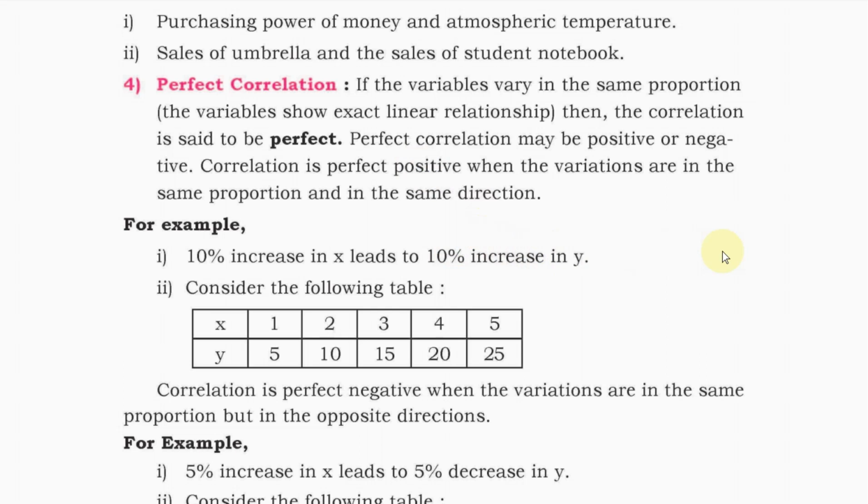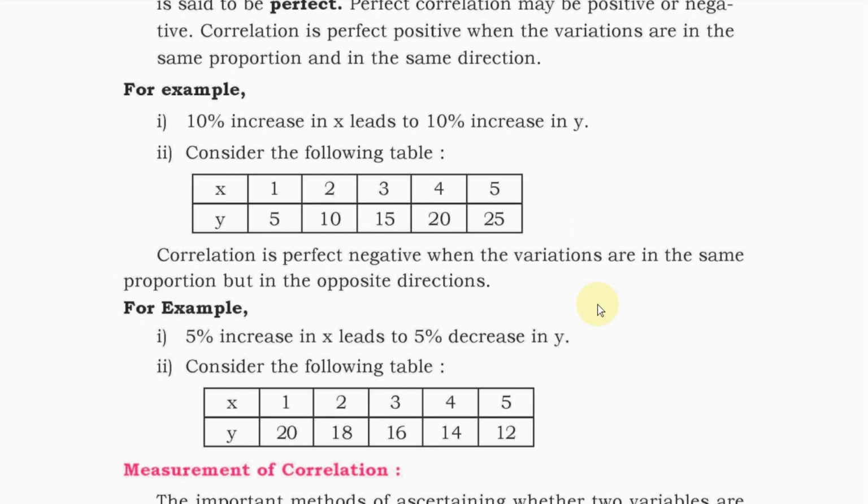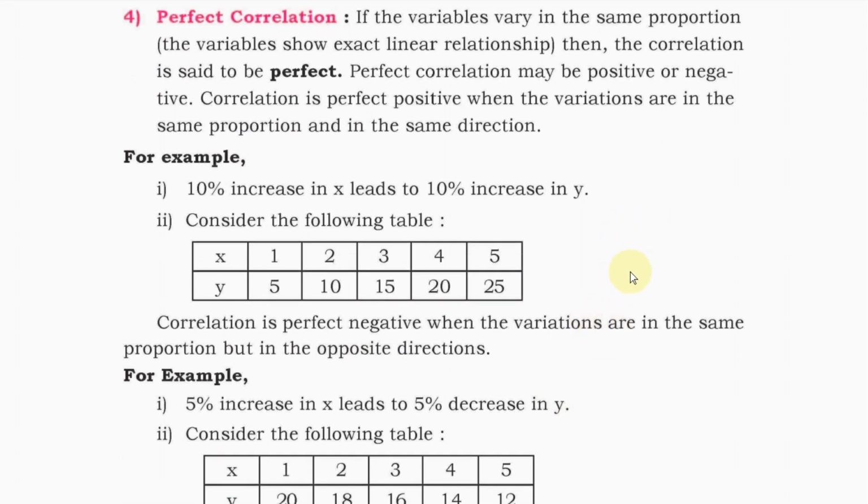Now this is an example of a perfect positive correlation. Suppose x decreases by 10% and y increases by 10%, exactly the same proportion, then we say that they are perfect negative correlation. So this is perfect positive and perfect negative correlation. So these are the different types of correlations.